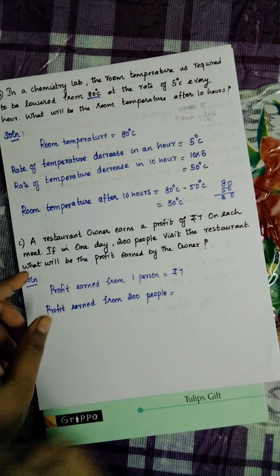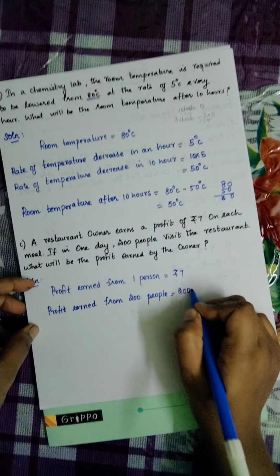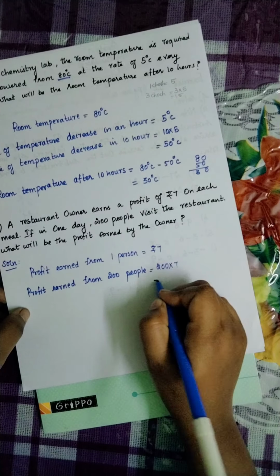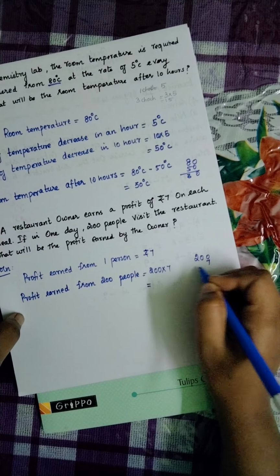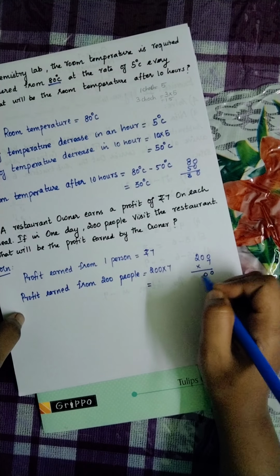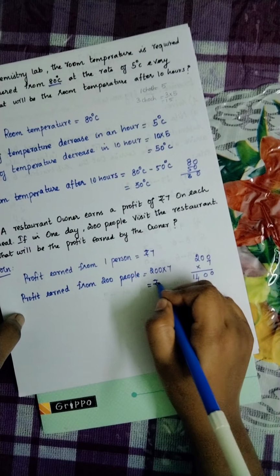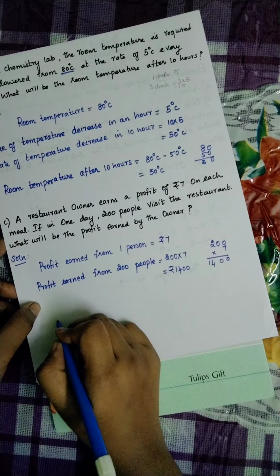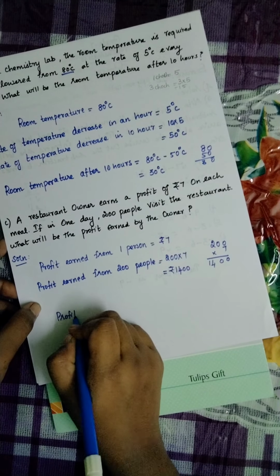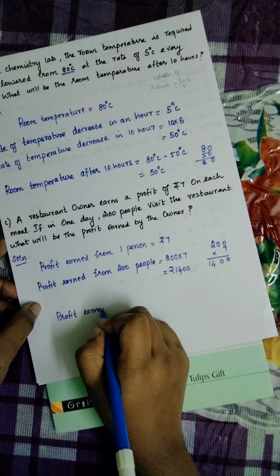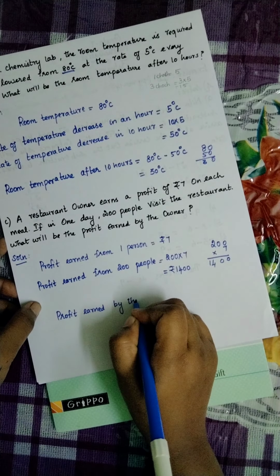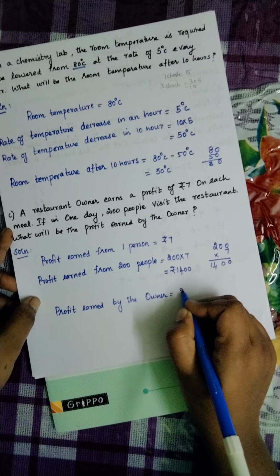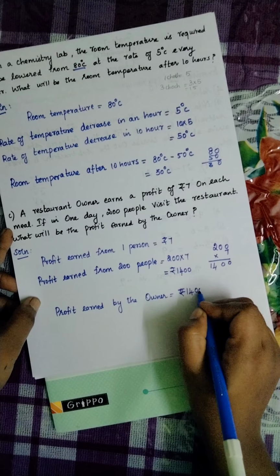You need to multiply. Okay, 200 into 7. That is 200 into 7. 0, 0, 2 into 7 is 14. So our answer is rupees 1400. So the profit earned by the owner is rupees 1400. Profit earned by the owner is rupees 1400. Do you all understand?